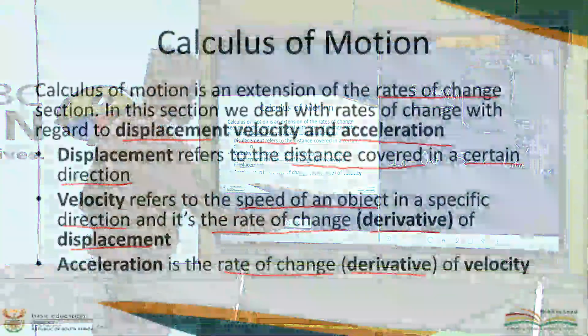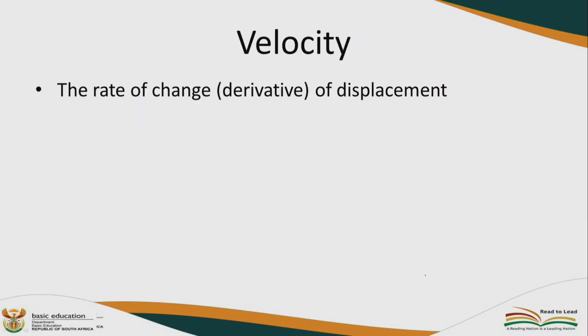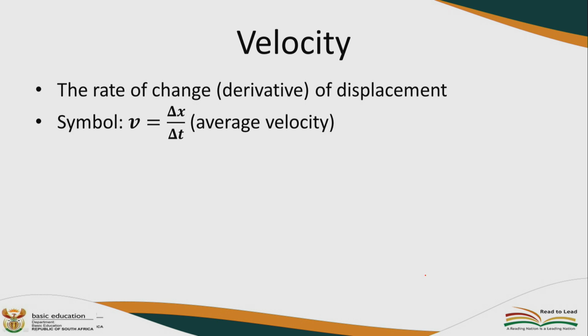All right, so now let us look at velocity in a bit more detail for those of you who are not really familiar with the term velocity. Now, this one we've already spoken to. We said that this is the rate of change of displacement. As a symbol from science grade 10, you will remember that velocity can be given as delta x over delta t, which is the change in displacement over the change in time. And this is what we referred to as the average velocity.